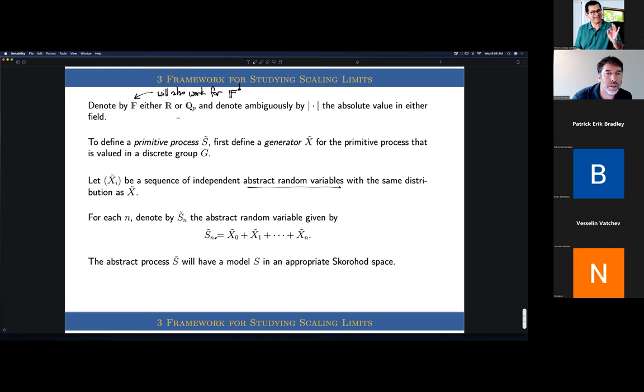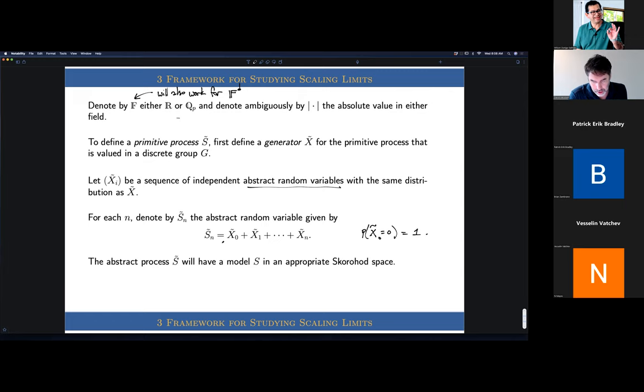Oh, a question? No, okay. So for each n, let's denote by S tilde n this abstract random variable given by the sum of these xi tilde. The probability that S tilde 0 is equal to zero is equal to one. This just means that the process starts at zero.